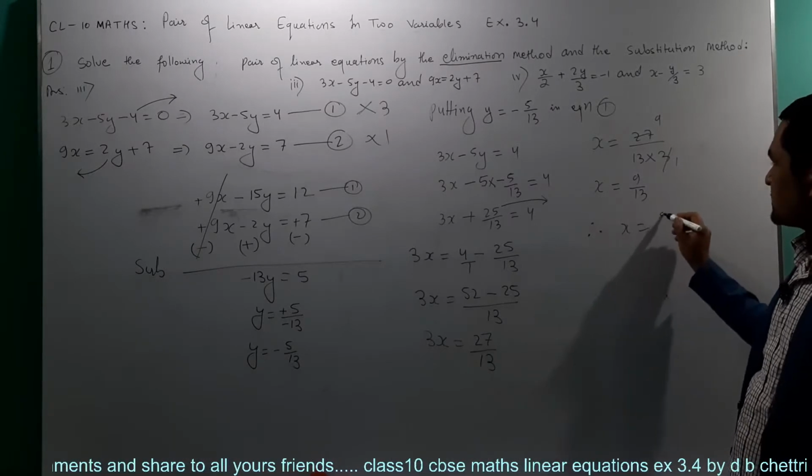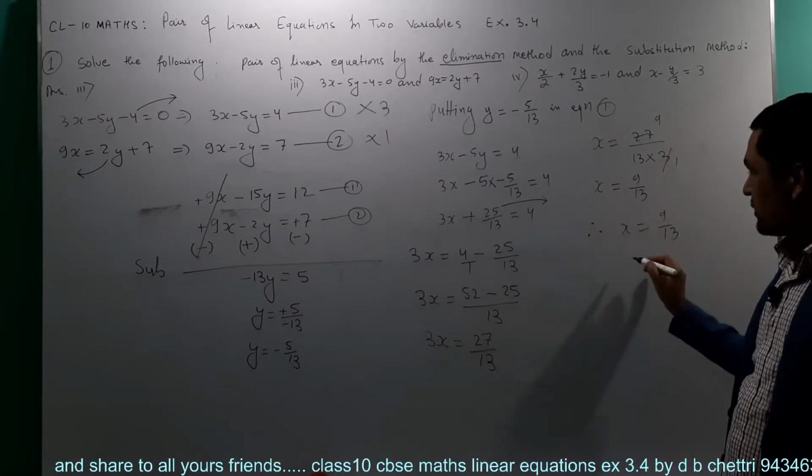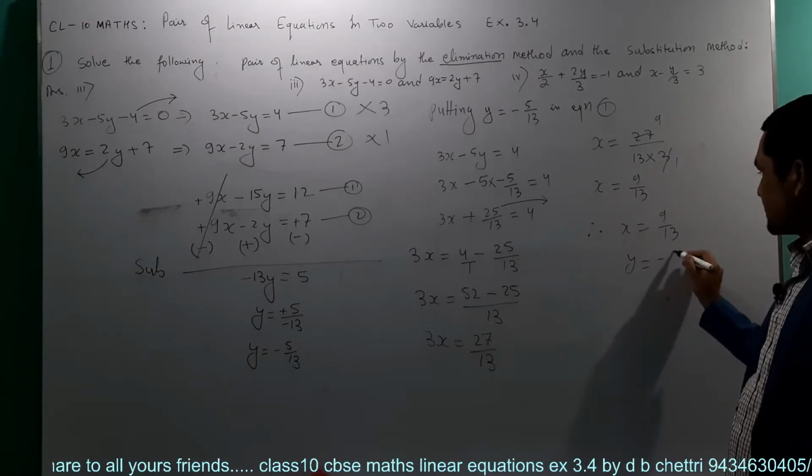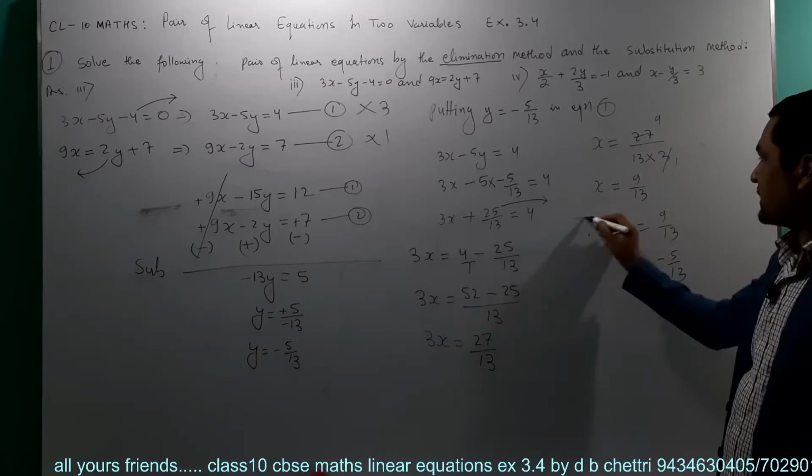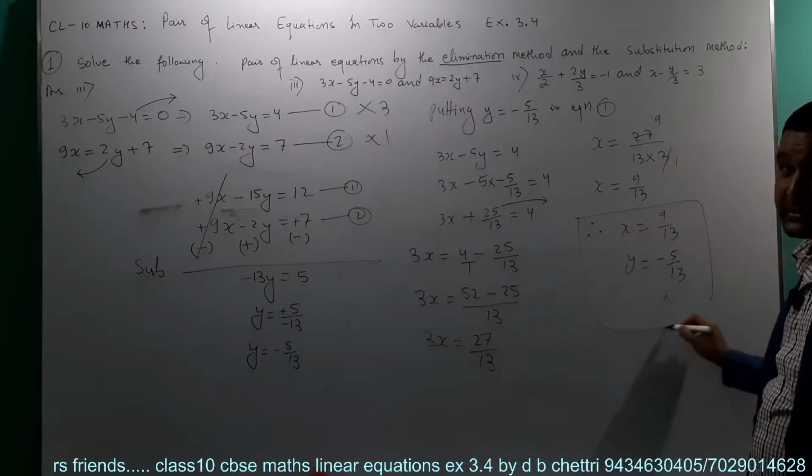Now please write their answer together. x is equal to how much? 9 upon 13. Then y is equal to how much? Minus 5 upon 13. Then highlight the answer if it is correct.